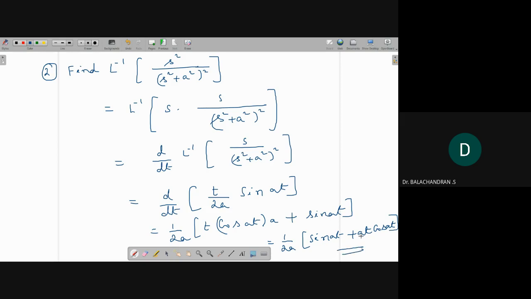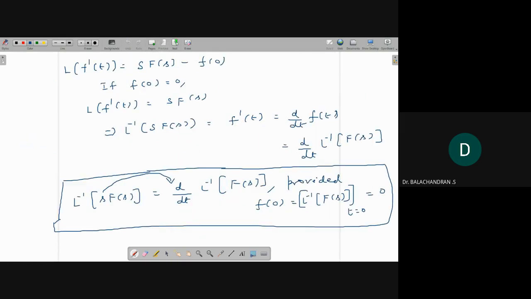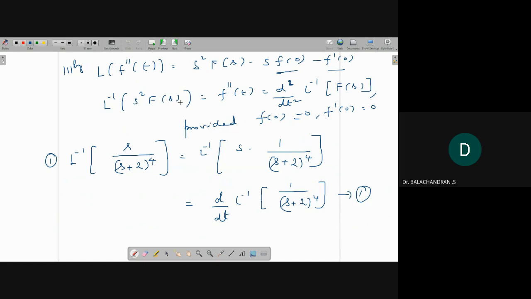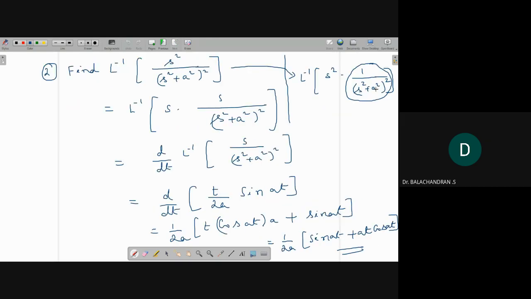Some students will try the same problem like this. I will tell you how they will try. L inverse of s square into 1 by s square plus a square whole square. If you consider this as F of s, then here you have the method L inverse of s square into F of s, that is 2 times differentiation, d square by dt square of L inverse of F of s. But here the F of s is 1 by s square plus a square whole square. If the square is not there, then you can write 1 by a sin at. Because the square is here, that makes a problem. So that's why I don't want to do it like this.